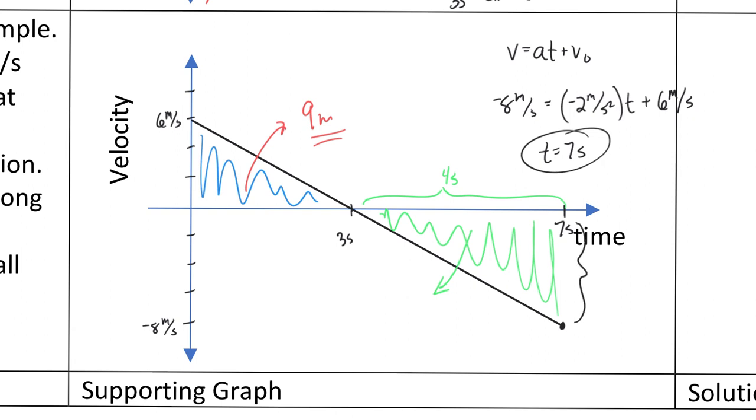This is negative 8 meters per second. One-half base times height: negative 16 meters. Okay so far?